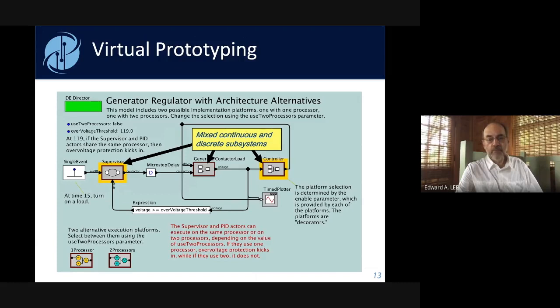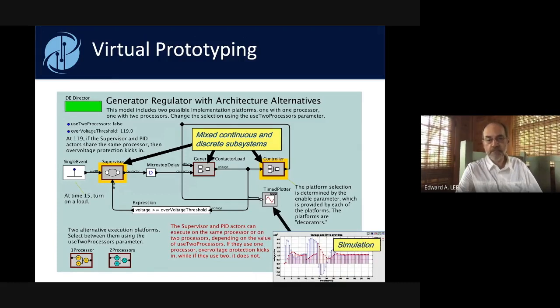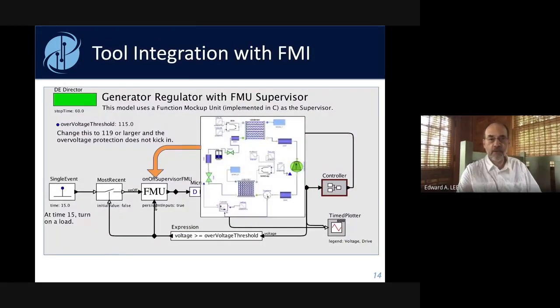So again, these were mixed continuous and discrete subsystems, but combined also with alternative target architectures, and the target architectures themselves are also modeled.